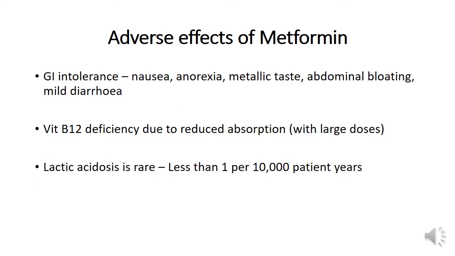Metformin can produce adverse effects frequently, but rarely they are serious. Gastrointestinal adverse effects like nausea, anorexia, metallic taste, abdominal bloating, mild diarrhea, which reduce with continued use of metformin. Vitamin B12 deficiency can be seen because of reduced absorption from the small intestine, and it is seen when metformin is administered in larger doses. Lactic acidosis is rare. The incidence is less than 1 per 10,000 patient years.